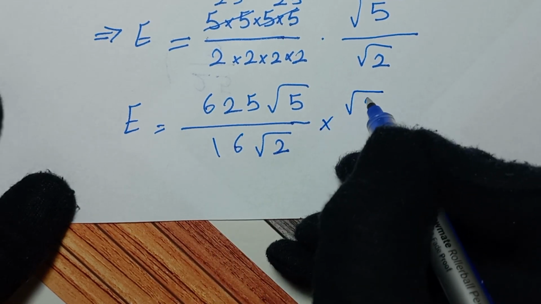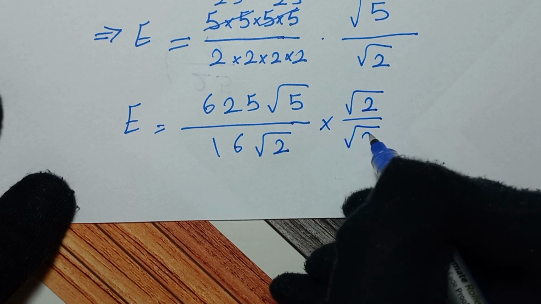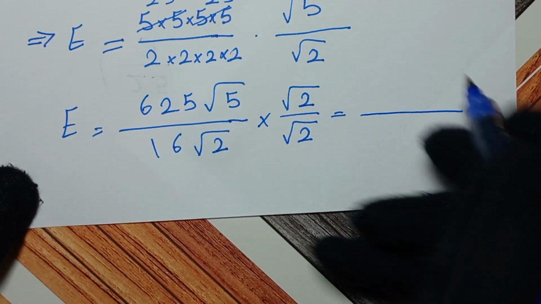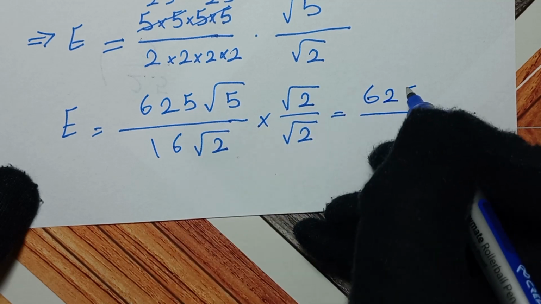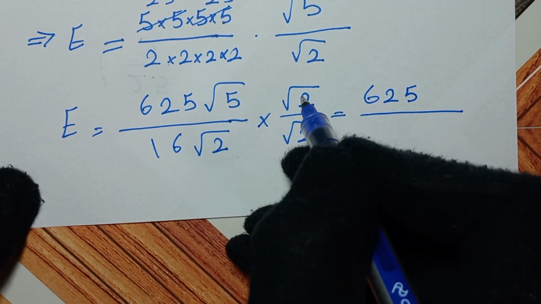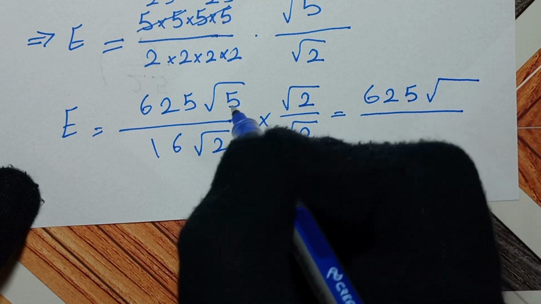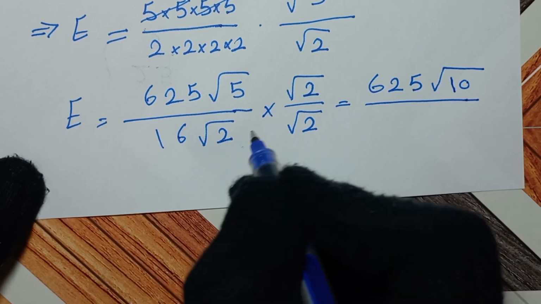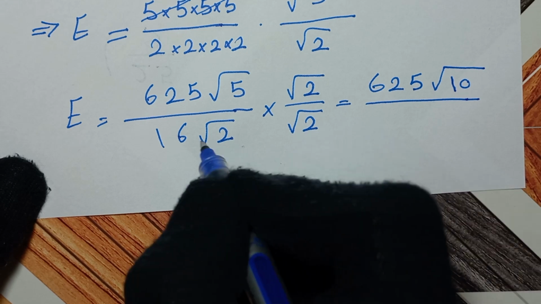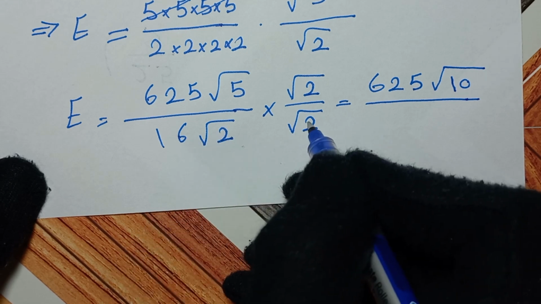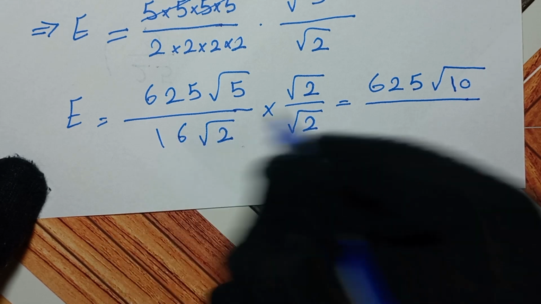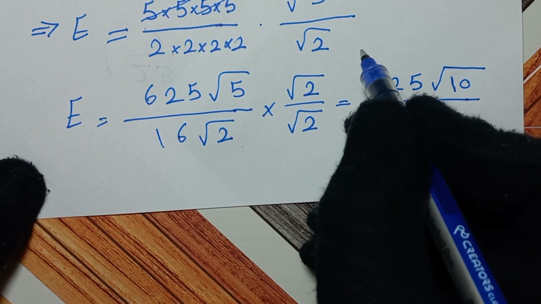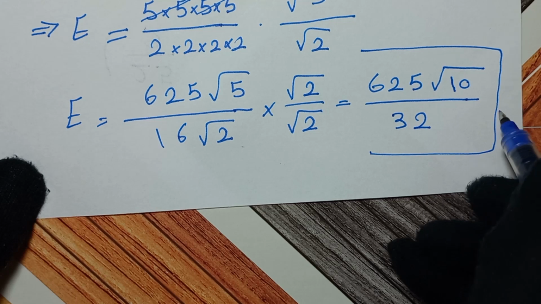So, multiply numerator and denominator by the square root of 2, and it will be 625, and square root of 5 times square root of 2, it will be the square root of 5 times 2, it will be the square root of 10, right? And for the denominator, square root of 2 times the square root of 2 will be 2, and times 16, it will be 32. And this is our final answer.